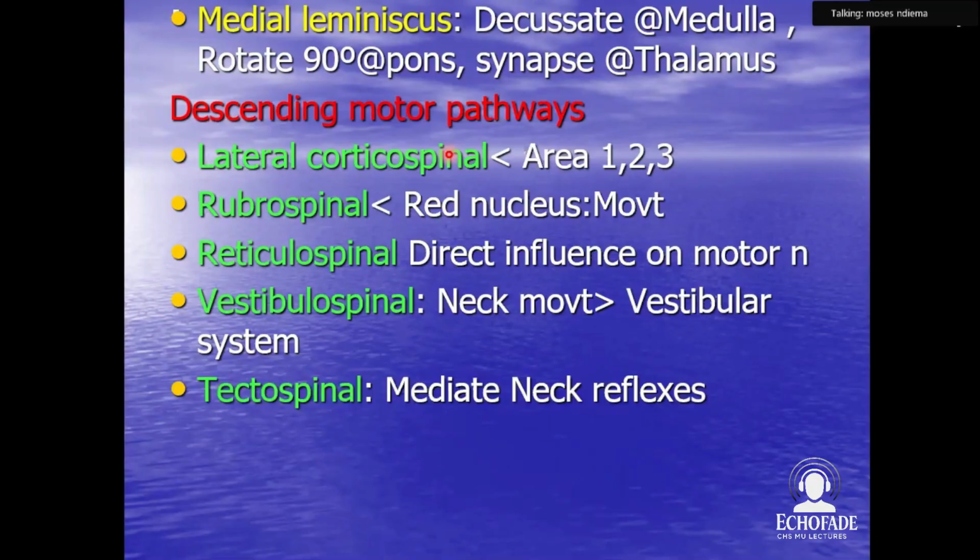Tectospinal, this is going from the tectum, for the medial neck reflex, both because of sound and also because of sight. When you see an object, you can turn your head to track it as it moves, or you can turn your head to the source of sound. All that is from the tectospinal. Vestibulospinal is very important in regulation of neck movements, and therefore helps balance the head in position.